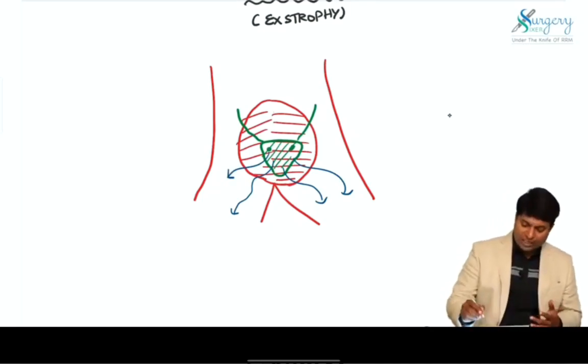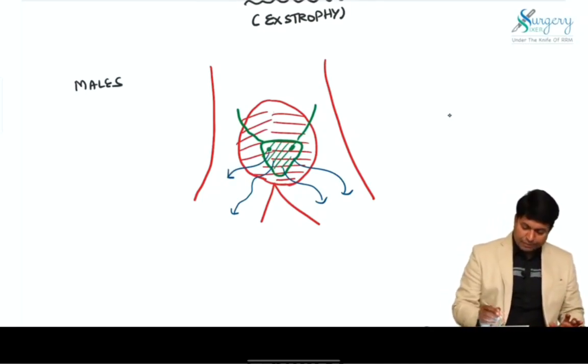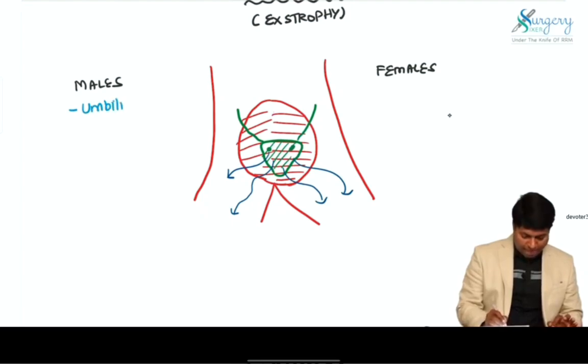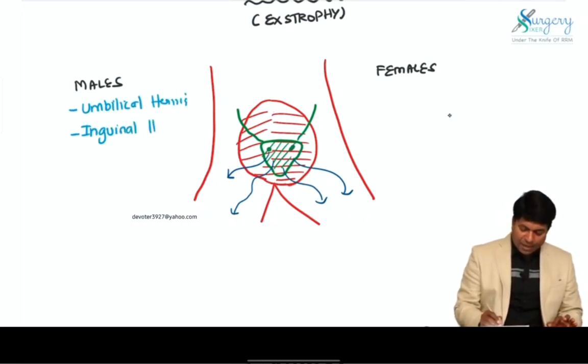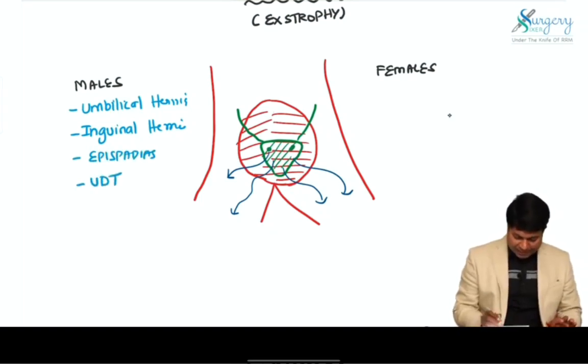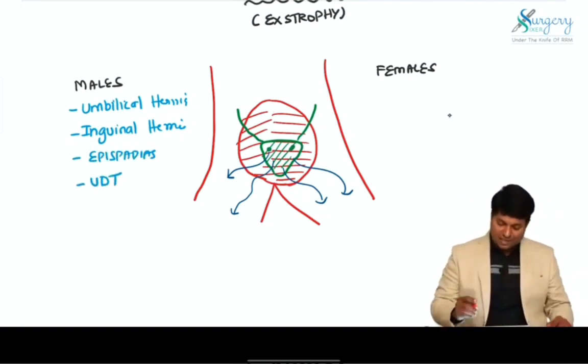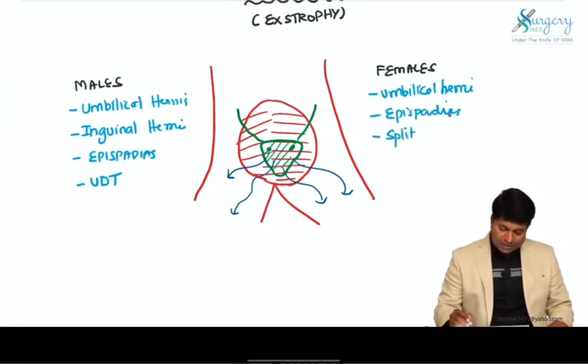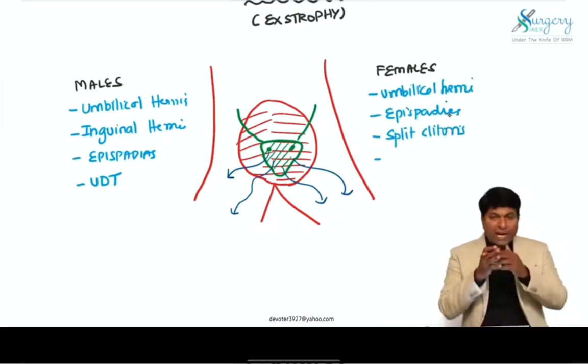So what are the associated anomalies? That is the only question they will ask you, in males and in females. In males, the associated anomalies are umbilical hernia, inguinal hernia, epispadias, and undescended testes. In females, umbilical hernia, epispadias, split clitoris, and a wide open pelvis.